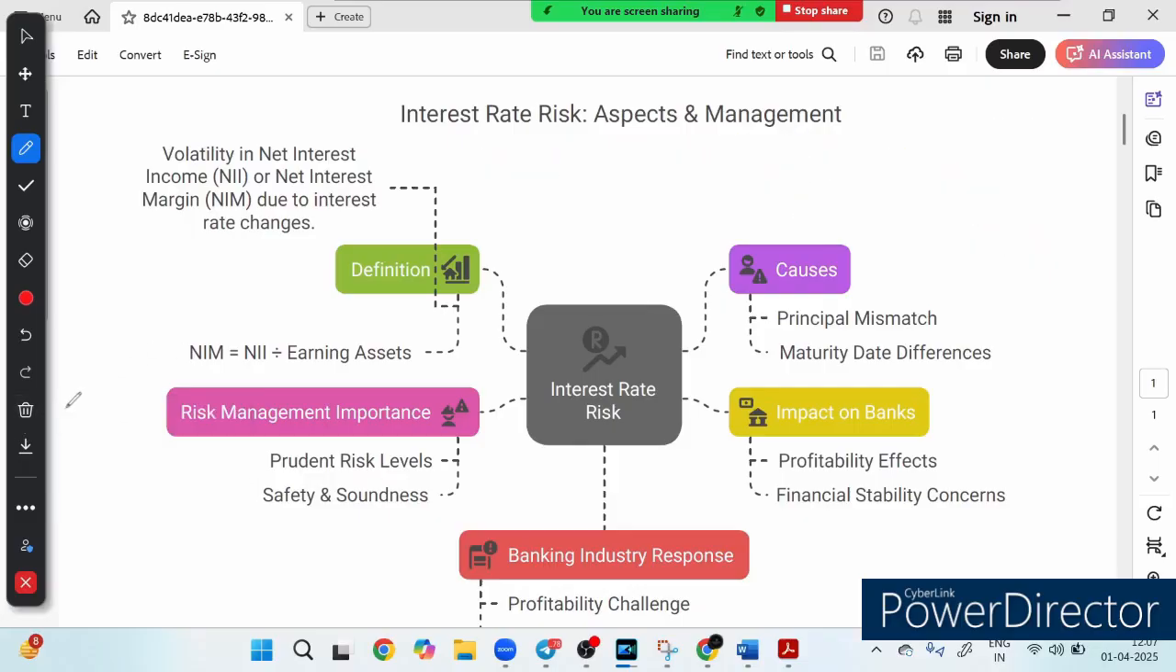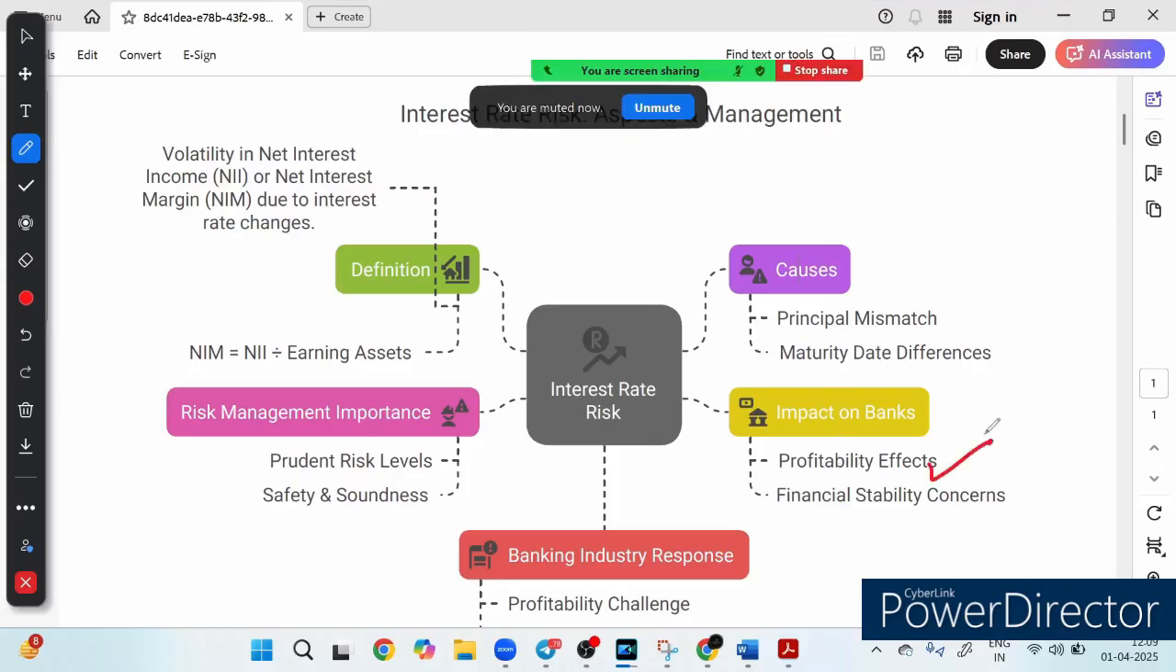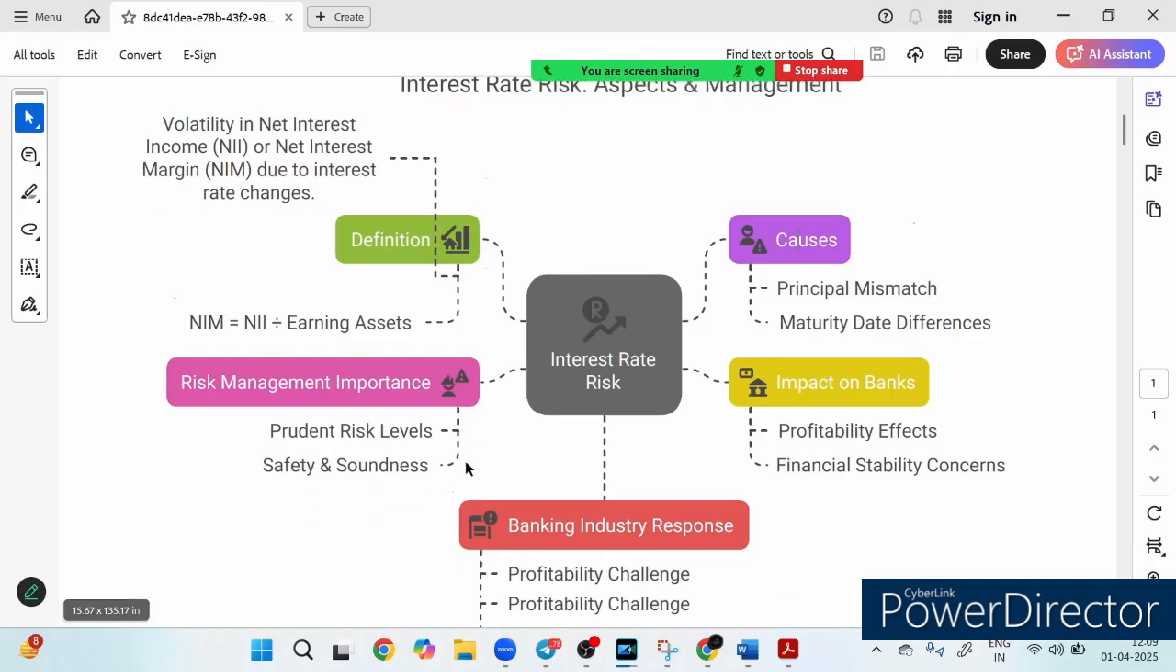Now friends, let's shift our focus to the impact on the bank. It directly hits profitability, and it can shake financial stability if not managed well. Now why is risk management important? Maintaining a prudent risk level ensures the bank's safety and soundness, right? And how does the banking industry respond to this interest rate change?